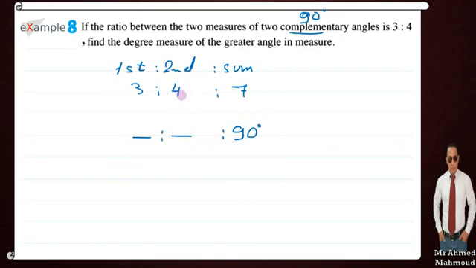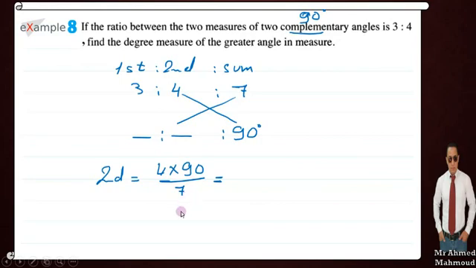Now I need the greater one, which is 4. 4 times 90 over 7. And of course we are going to change into degree minute second. It will be 51 degrees 25 minutes and 42 seconds.